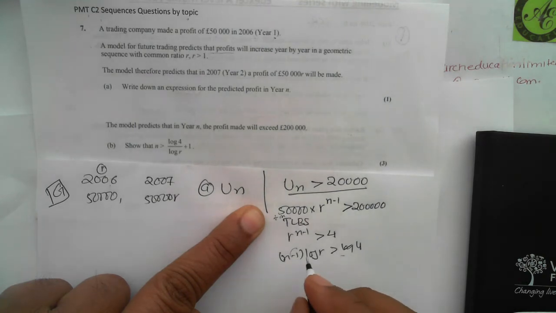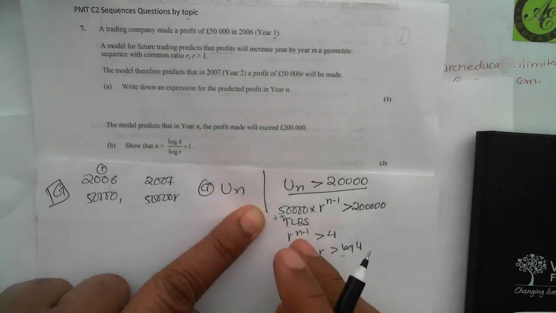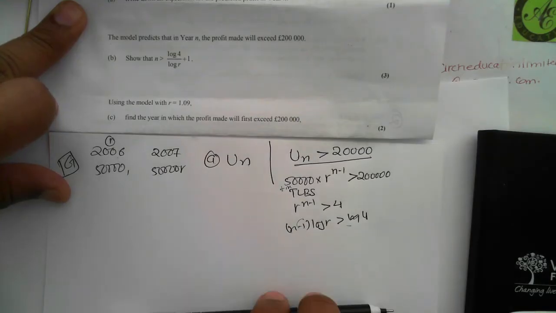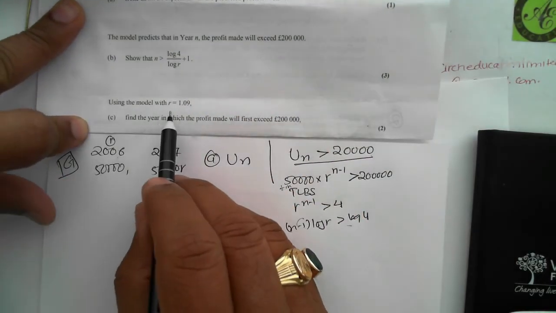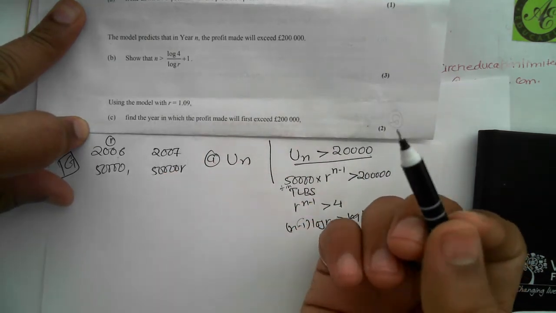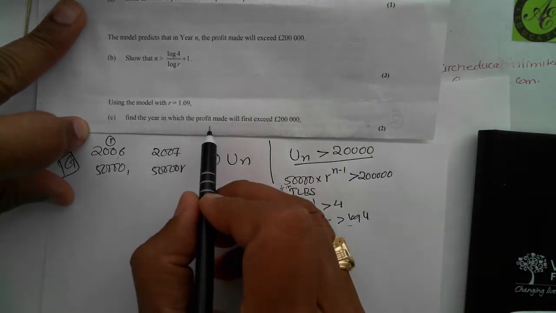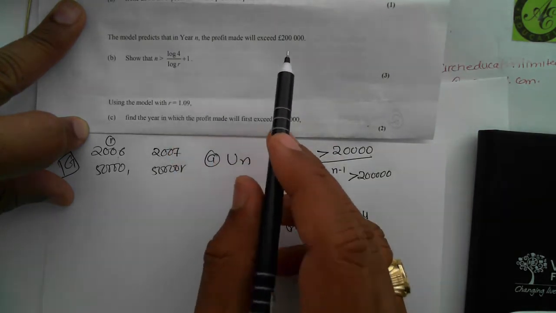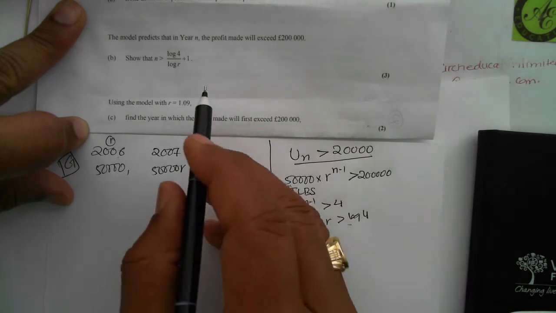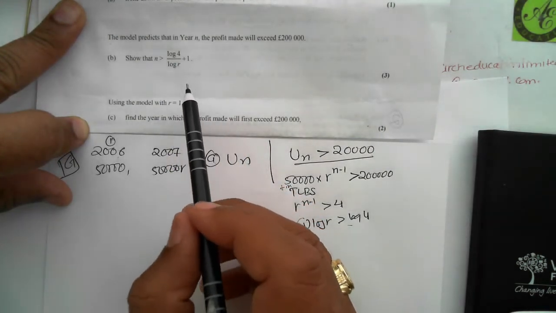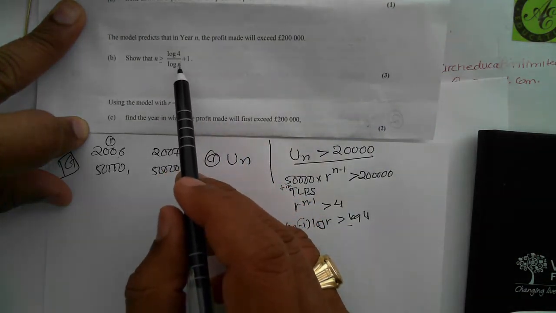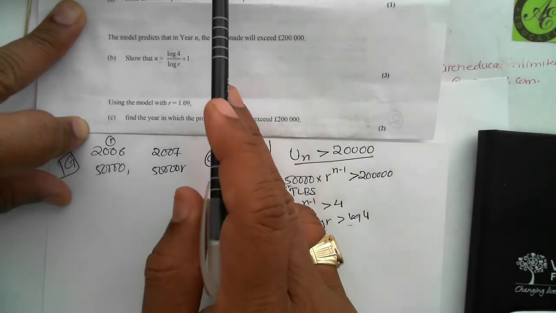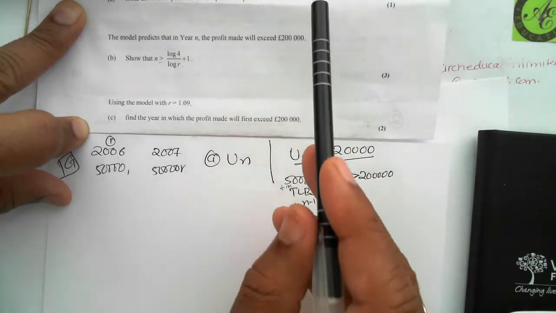Okay, so we move on to the next part of the question now. The next part says, using the model with R equals 1.09, so given me R there, find the year in which profit will first exceed 200,000. Lovely, so I'll use R equals 1.09 and see what the value of n is, okay? So figure that out. n has to be greater than something. If n is greater than 10, that means 2010 add 10, it will be 2017. Work it out. Let's see what you get from this, guys. We move on to the next question then.